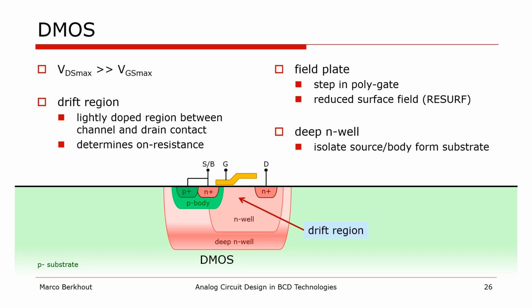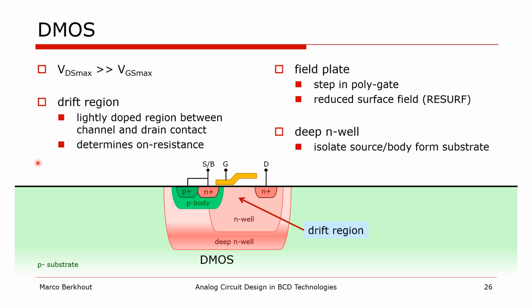The distinctive feature of DMOS transistors is that they can handle a drain source voltage that is much higher than the maximum gate source voltage. This is made possible by the so-called drift region, which is a lightly doped region between the end of the channel and the drain contact, and that acts as a buffer between the channel and the drain. Because the drift region is in series with the channel, it also determines the on resistance between the drain and the source when the DMOS is turned on.